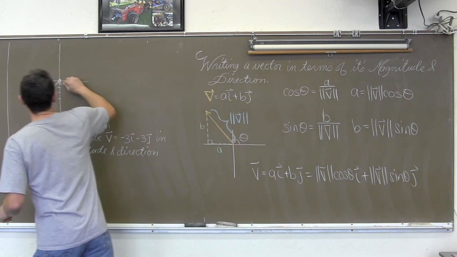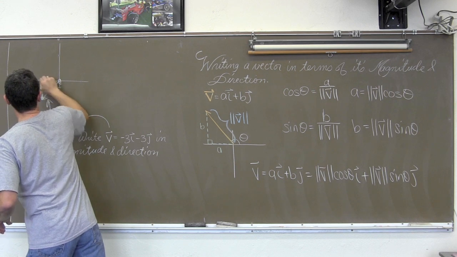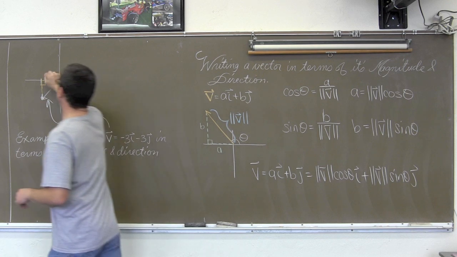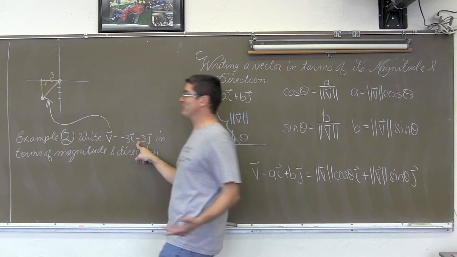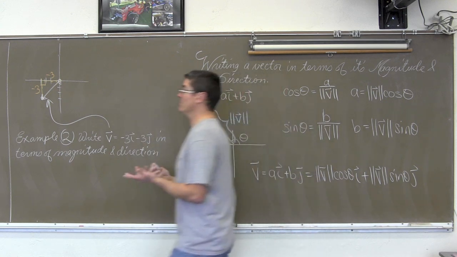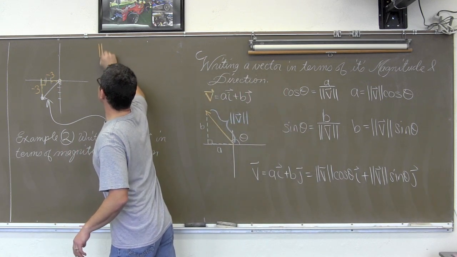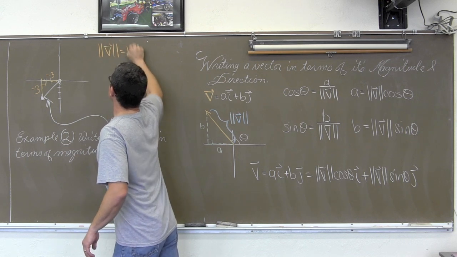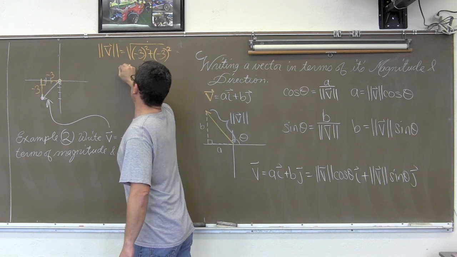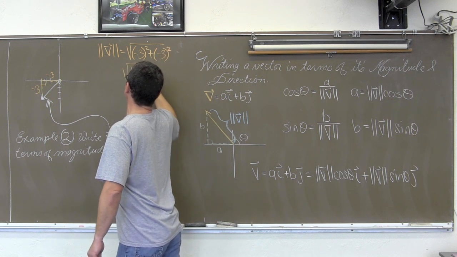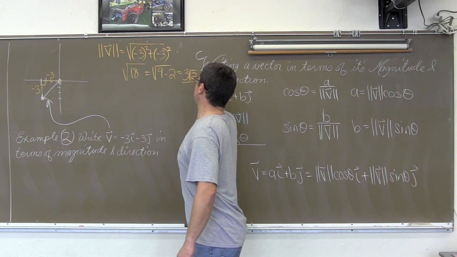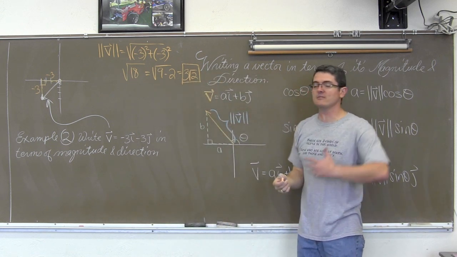I want to describe that in terms of magnitude and direction. Well, how long have you been seeing me do this now? A little right triangle. We've got a side of negative 3, another side of negative 3. We're going to find the magnitude of the vector by doing basically the Pythagorean theorem, or exactly. The magnitude of v is equal to the square root of negative 3 squared plus negative 3 squared, which is the square root of 18, which is the square root of 9 times 2, which is 3 square root of 2. So now we have the magnitude.